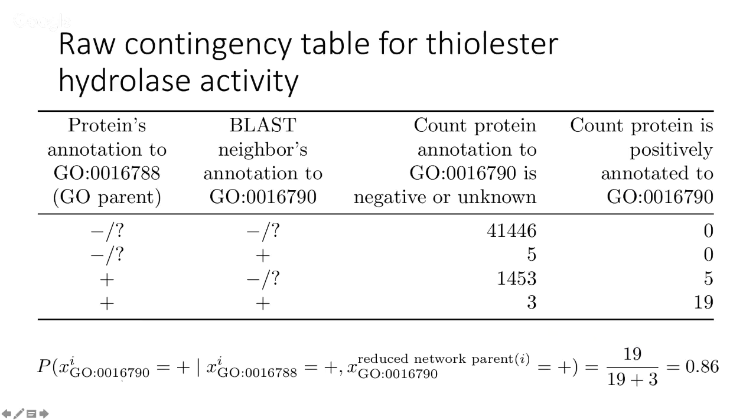However, these are the parameters that are incorporated into the model. This is the probability of thiol ester given values to the parents. So what this says is if we know that the protein has hydrolase activity acting on ester bonds, and we know the neighboring protein has thiol ester hydrolase activity, then the probability of it being a thiol ester hydrolase activity can now be calculated as 19 plus 19 plus 3. So that goes up to 86%.